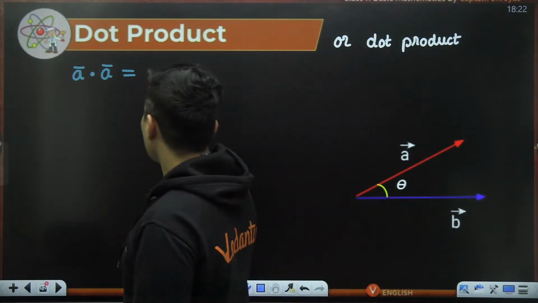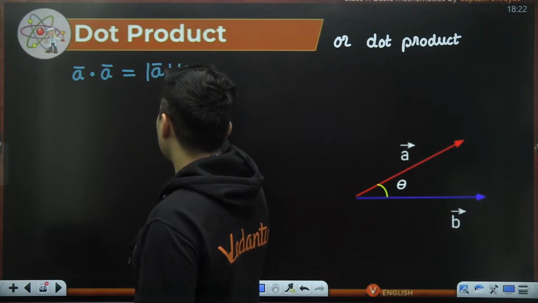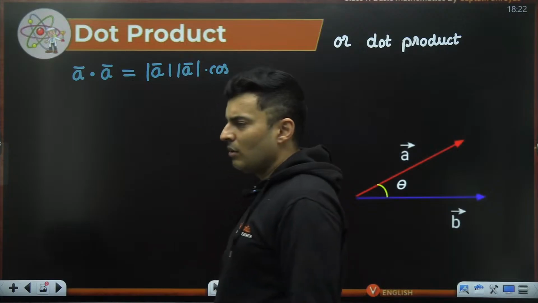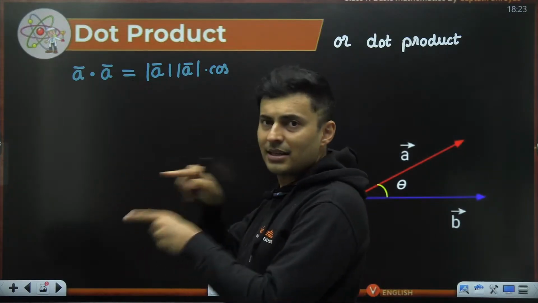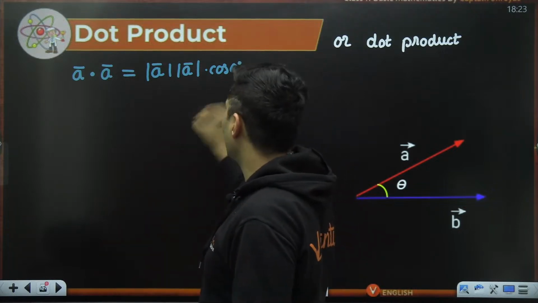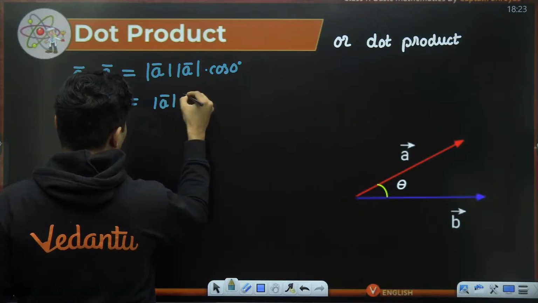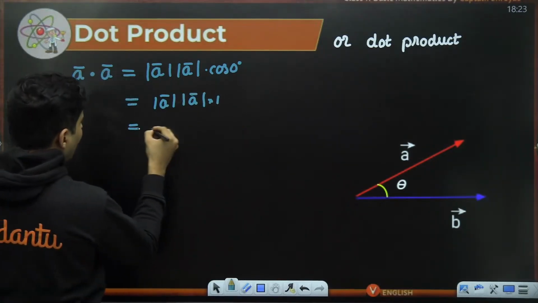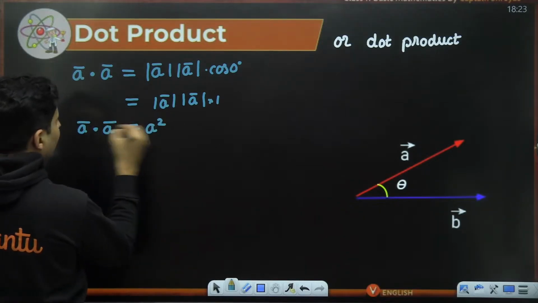It means I'm taking the magnitude of A, the magnitude of A again, and multiplying with cos of the angle between them. What's the cos of the angle between them? Both are similar vectors, they are parallel to each other, so they will have no angle. That means cos of 0 degrees. So it will be nothing but A into A, cos 0 is 1. So this is as good as saying it is A square. So A dot A is A square.